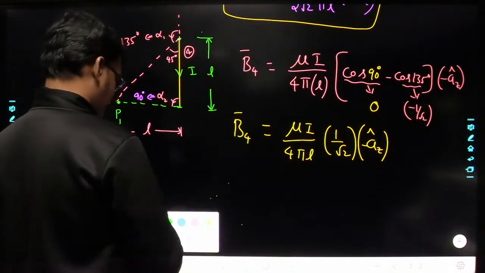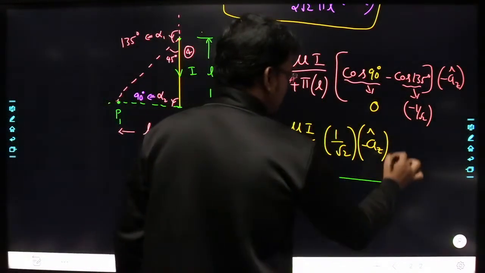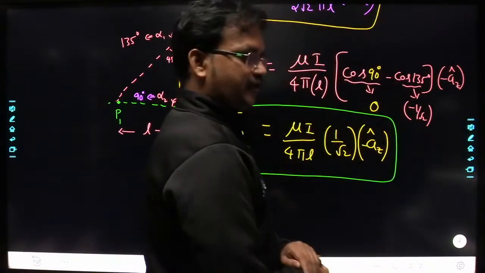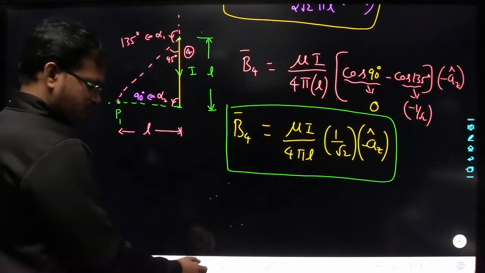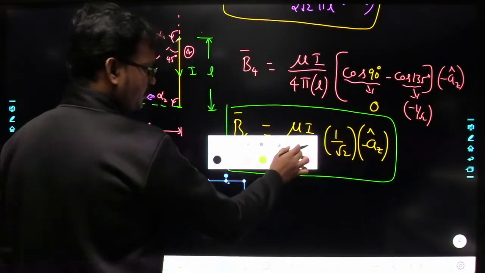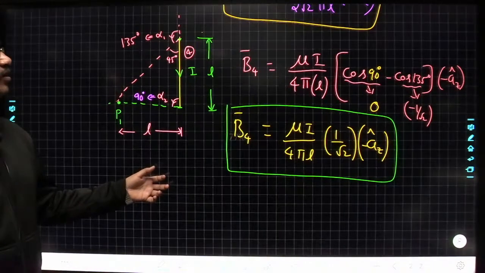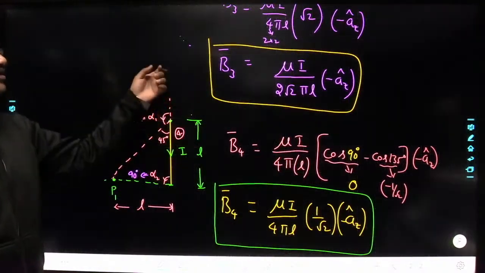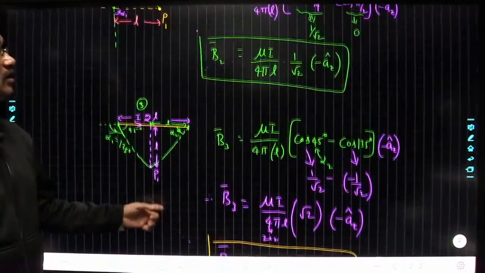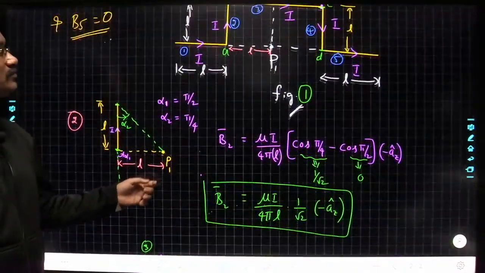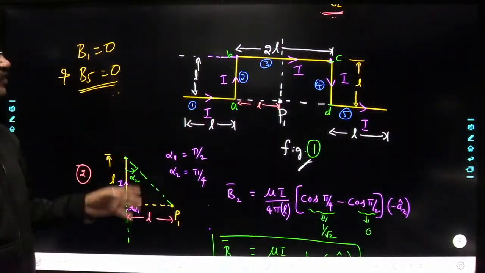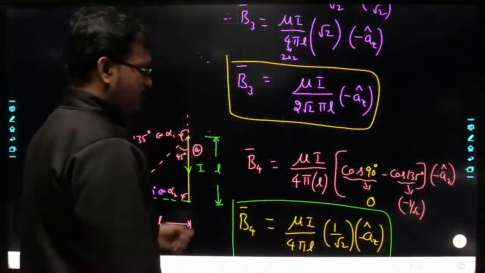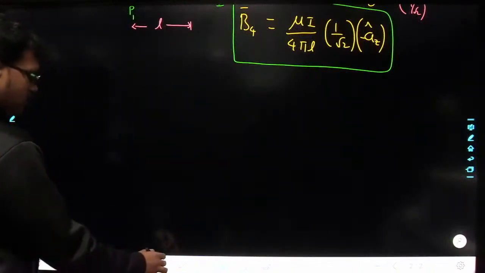So now is it correct, Parasmoon? Right? Thank you, Parasmoon, for correcting this. Now everything fine now? So B4 and B3 and B2, right? So due to 1 and 5 it will be 0, right? So now write the total B field here.